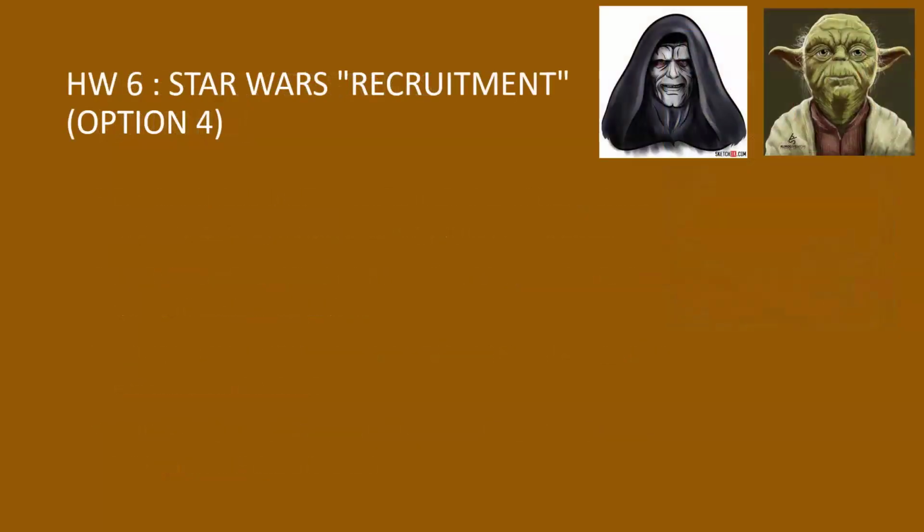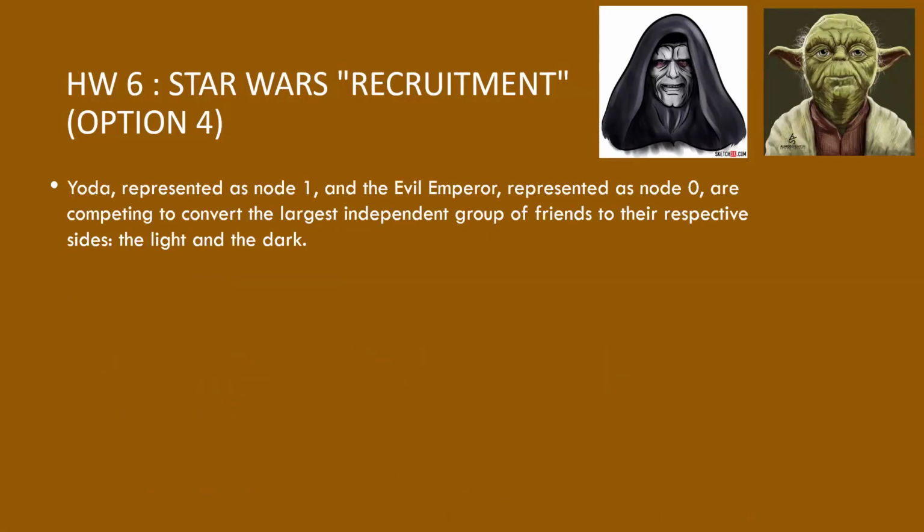Okay. And the last one is kind of a Star Wars, good versus evil kind of scenario. So we have Yoda is represented as a telephone pole. We'll call Yoda node number 1, and we'll call the evil emperor node 0. And these are competing to convert the largest independent group of friends to their respective light or dark sides, right? So all of the nodes in this graph, or think of it as the other telephone poles if you like, we want to figure out where is a group of undecided voters? You can think of it that way.